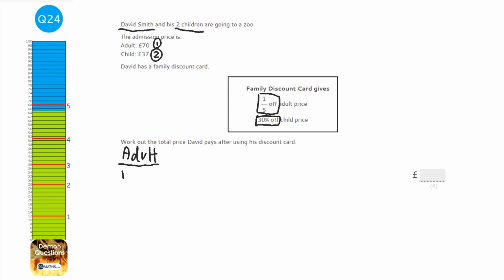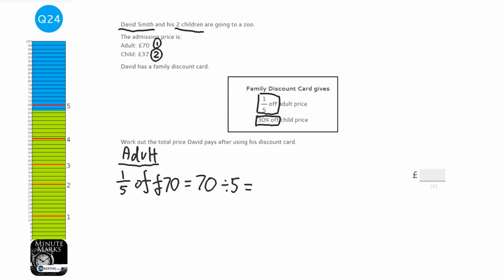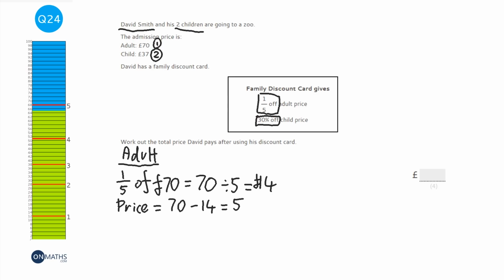So a 5th off. Well, first of all, let's work out a 5th of £70. So to work out a 5th, you can just divide 70 by 5. Now I know that 10 fives are 50 and 4 fives are 20, so that's going to be 14. So that's going to be £14 he gets off, so therefore the price will be the £70 take away the £14. So 70 take away 10 is 60, take away 4 is 56. So he's going to pay £56 himself.